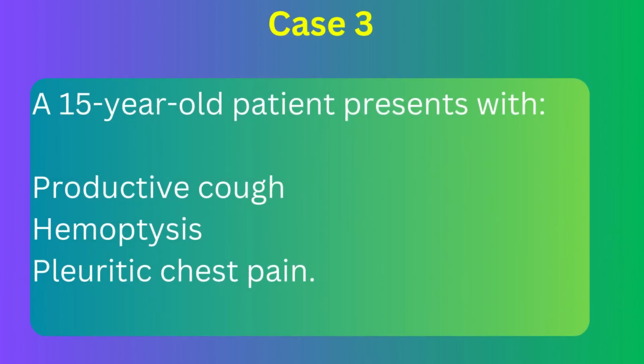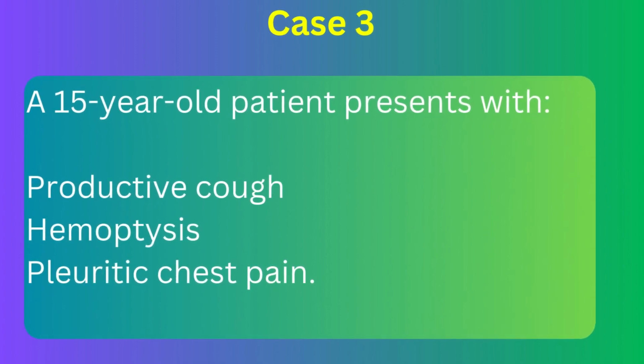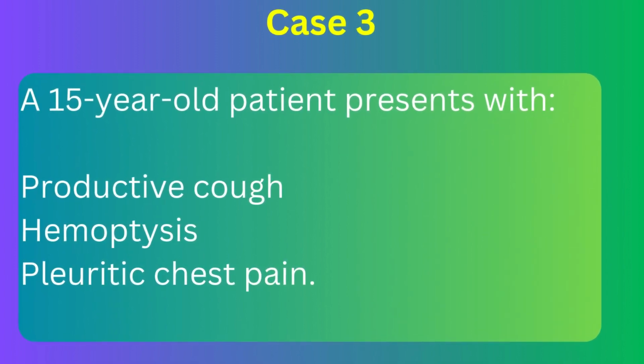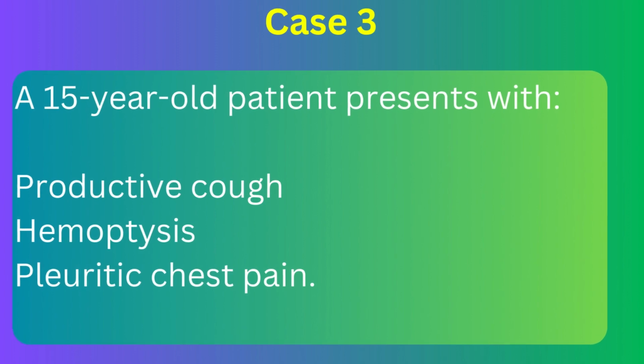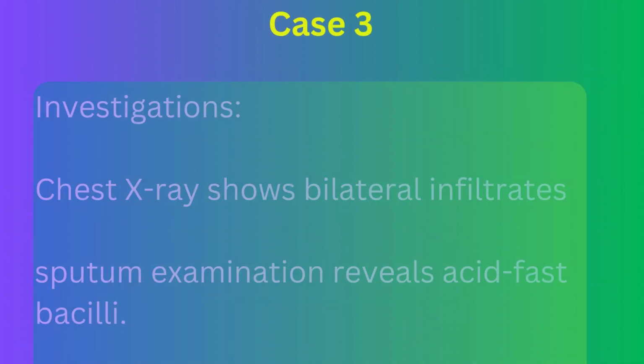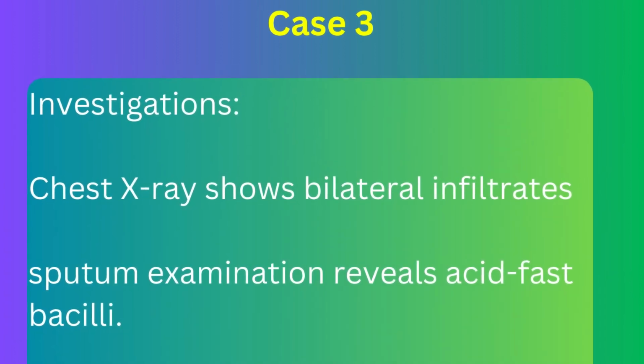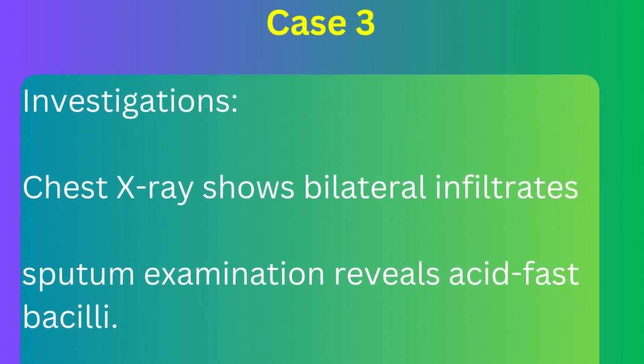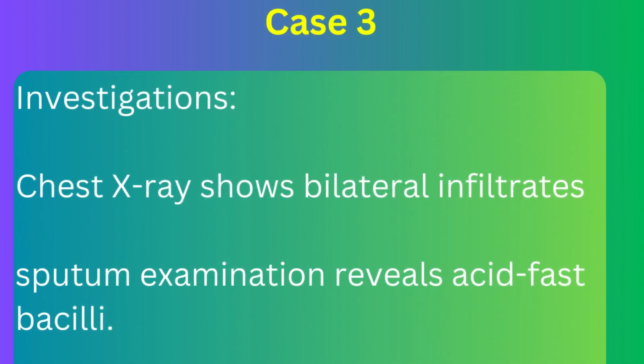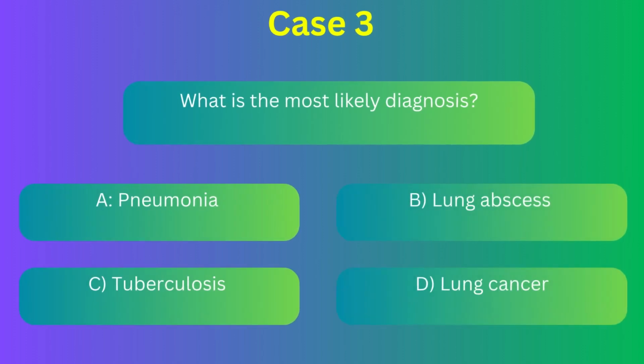Case 3. A 15-year-old patient presents with a productive cough, hemoptysis, and pleuritic chest pain. Chest X-ray shows bilateral infiltrates, and sputum examination reveals acid-fast bacilli. What is the most likely diagnosis?